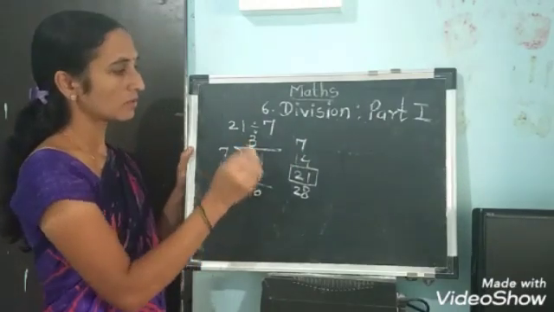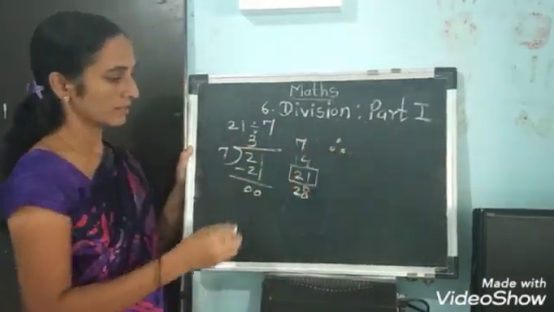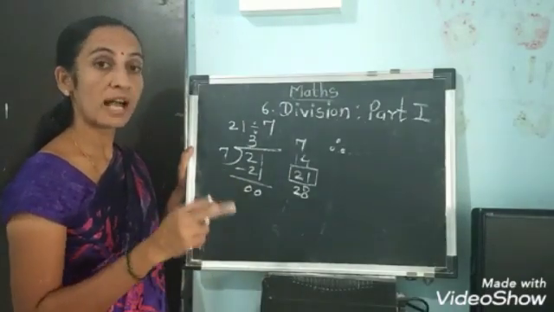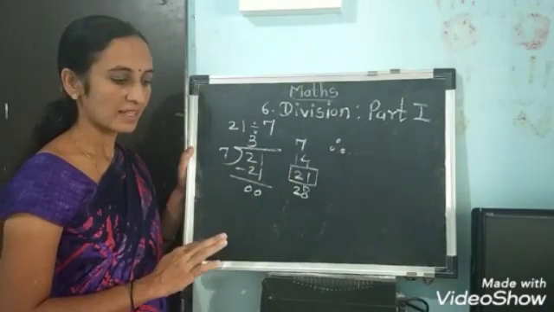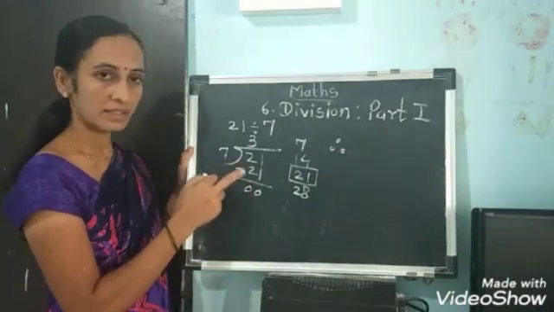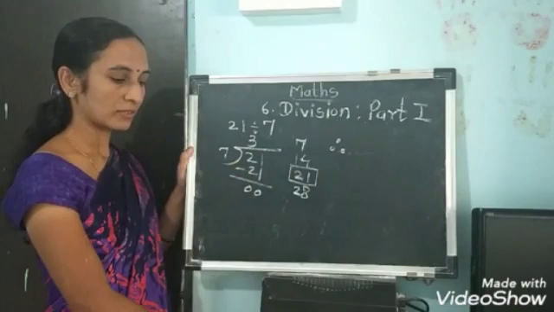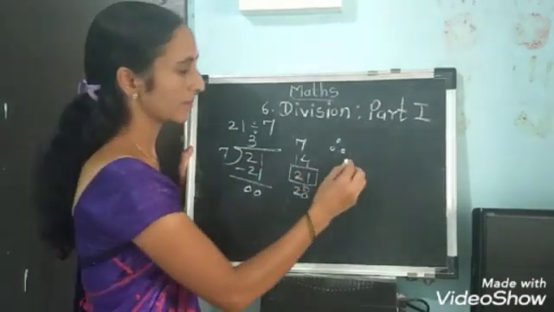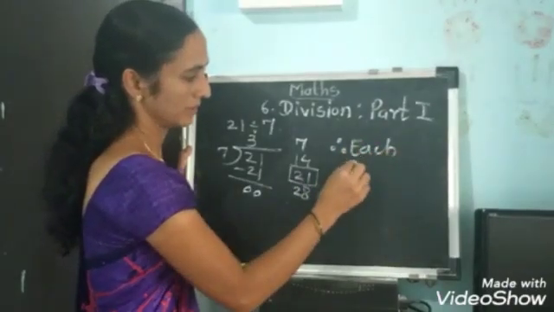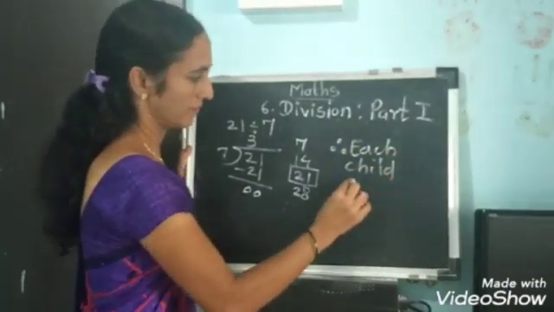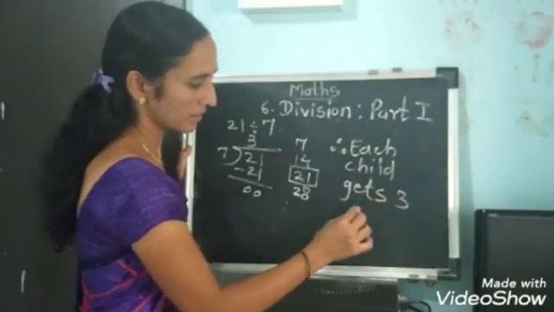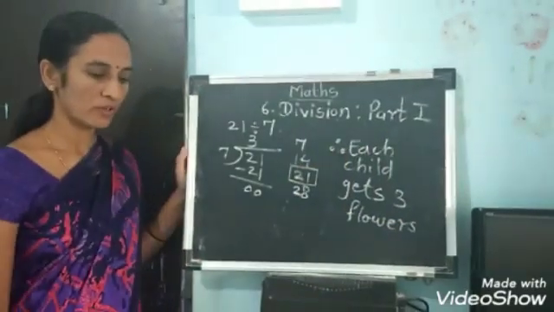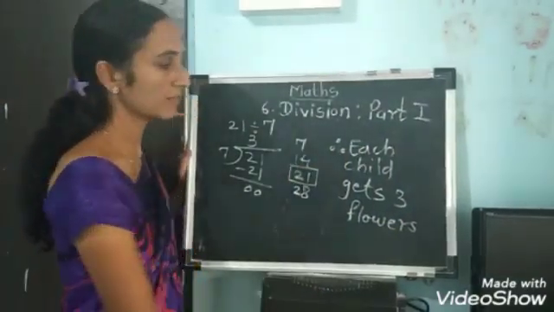Okay. Now what is our question? In each example, I am not going to explain dividend, divisor, quotient, remainder. You have to keep in mind. Understand the example, its places, and keep in mind. What is our question? How many flowers does each child get? Each child gets 3 flowers. Okay. In this way, you have to solve the example. Example number 3, we will see.